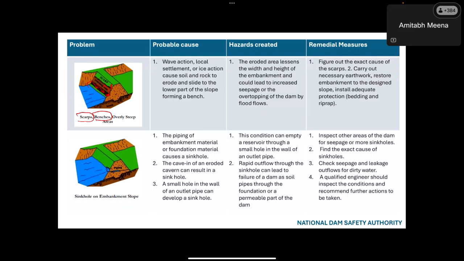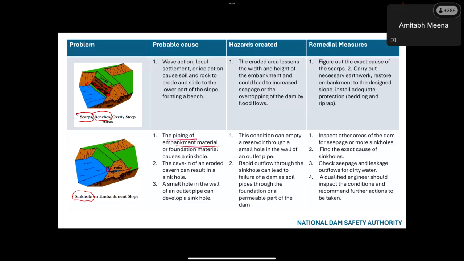Sinkholes. So see, in this diagram we can see the piping has occurred, and the material must have washed away from the downstream, which has caused this piping, and the sinkhole will appear here. The piping of embankment material or foundation material causes a sinkhole.